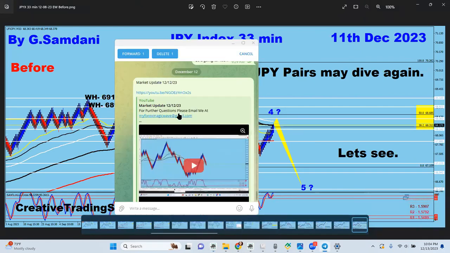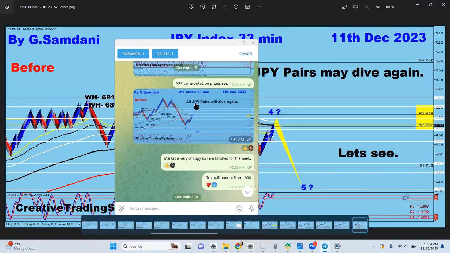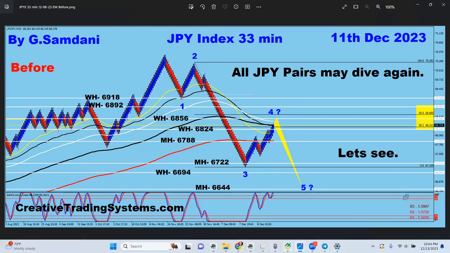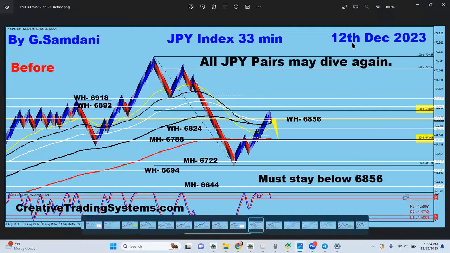And I put on this thing here. Let me show you. Where is it? Yeah, right there. See, all yen pairs will dive again. This is the chart I posted here on the 8th. On the 11th again, I did this chart, and then on the 12th again. So what happened? Basically, let me show you the current chart. This I made yesterday, the 12th.